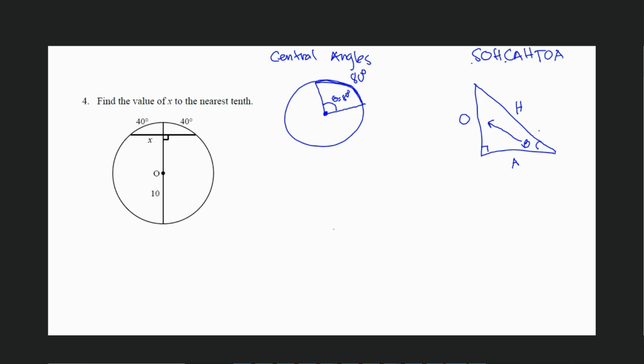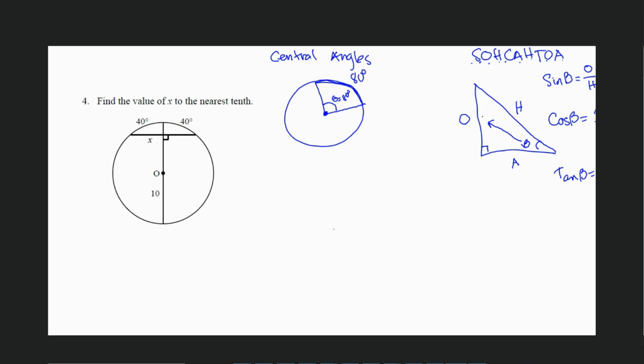If we want to find sine of beta, sine is opposite over hypotenuse, so that's O over H. If you want to find cosine of beta, that's adjacent over hypotenuse, so that's A over H. And if you want to find tangent of beta, that means opposite over adjacent, so O over A. So that's the review that we'd like to cover.